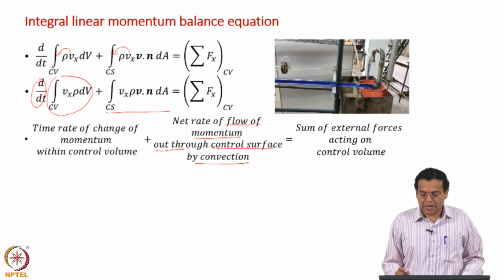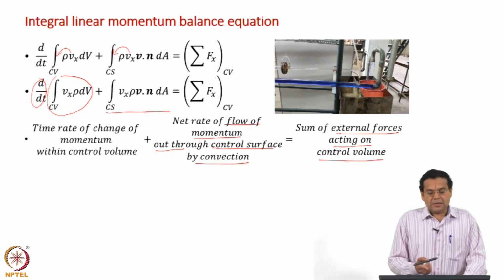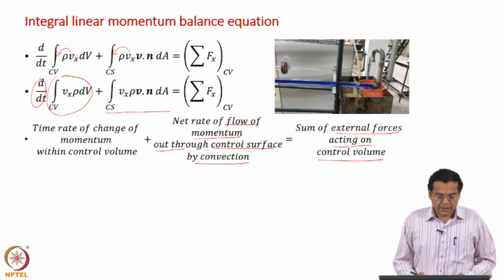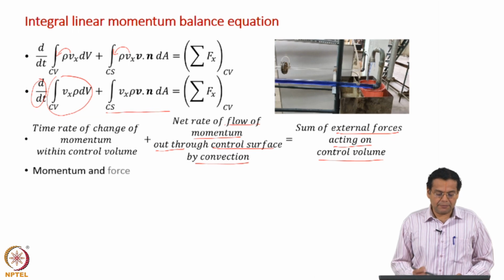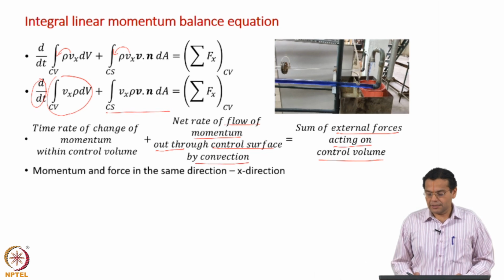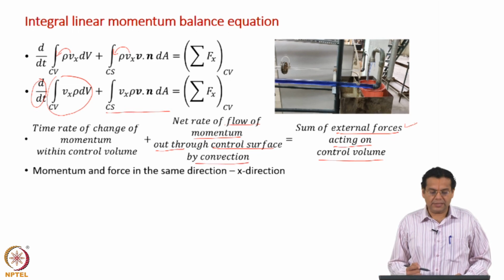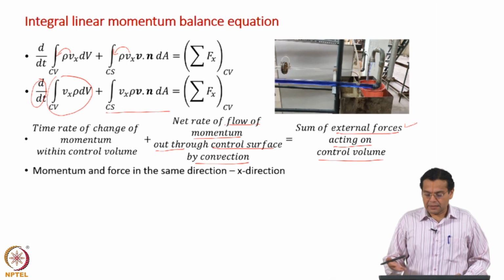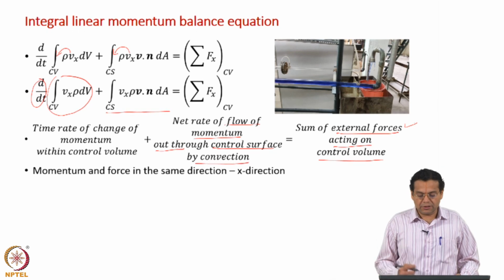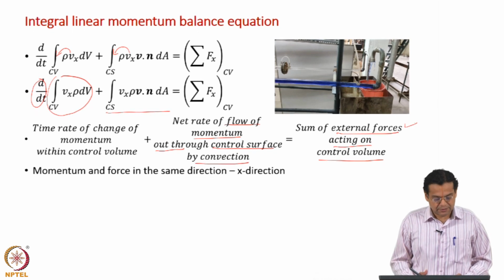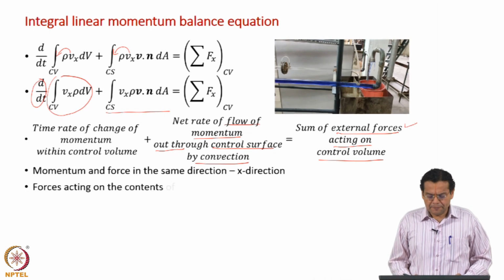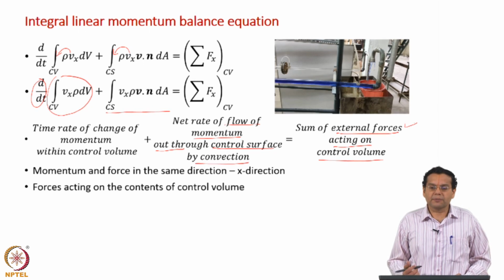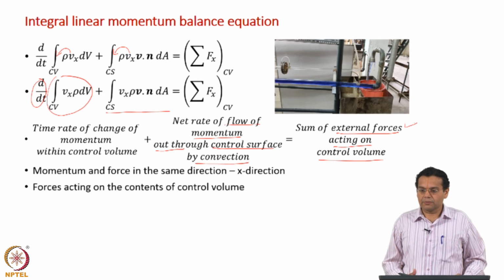On the right hand side we have the sum of external forces acting on the control volume. Here I use the word momentum, but to be more specific, this momentum represents the x momentum. Analogously, the force on the right hand side represents the force in the x direction. So, momentum is in the x direction on the left hand side, whether in the accumulation term or in the flow term, the convection term. On the right hand side the force is also in the x direction, and similarly for y and z directions. And as I have been telling, forces acting on the control volume, to be more precise, are forces acting on the contents of the control volume.